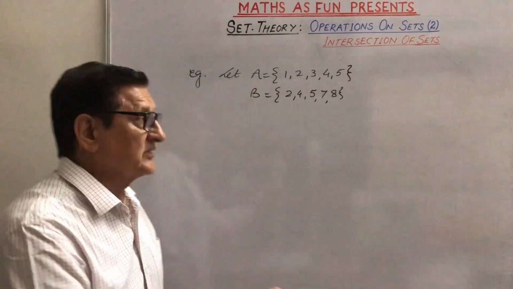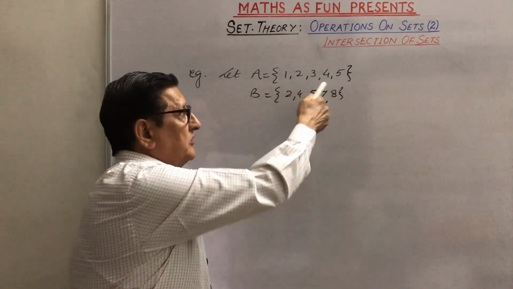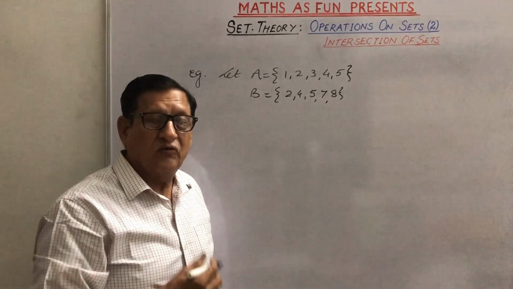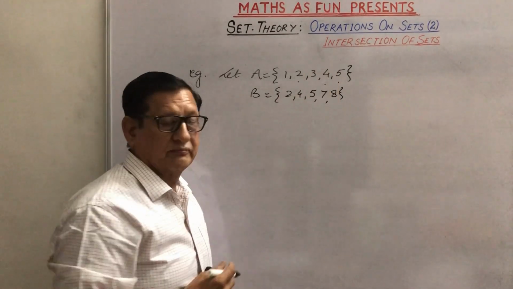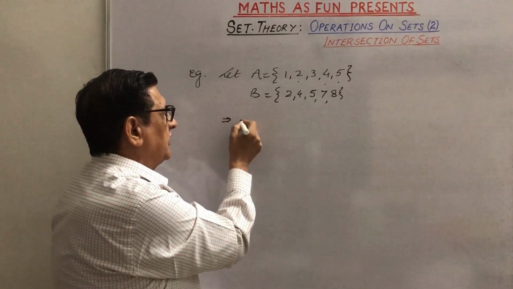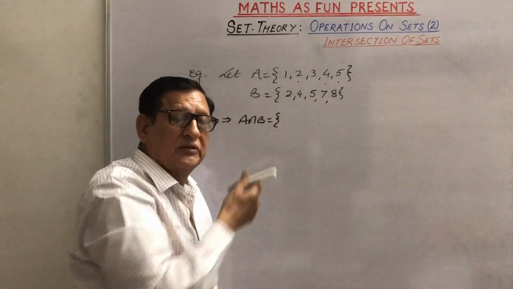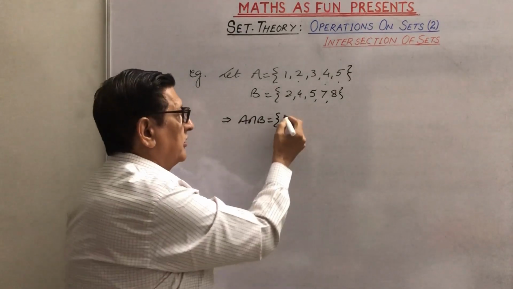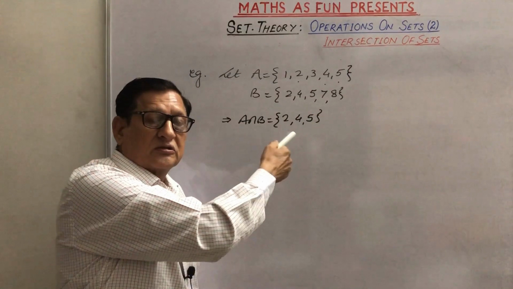For example, let's take two sets A and B. A contains elements 1, 2, 3, 4, 5 and B contains 2, 4, 5, 7, 8. What we find here? The common elements are 2, 4 and 5. It means when we want to find out the intersection of sets A and B, that will be A ∩ B containing only the common elements or the elements which are lying in A and in B. They are 2, 4 and 5. This is the intersection of sets A and B.